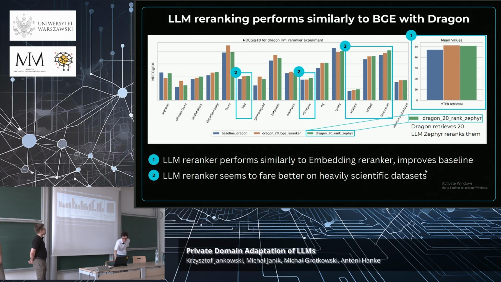But what is very interesting is that this green bar is quite higher on the data sets in the frames numbered 2, which are very scientific data sets. So what we can infer from that is that those LLM re-rankers actually perform better on very hard domains, like very heavily scientific ones. And that's where you could think about using LLM re-rankers more than cross-encoder re-rankers.